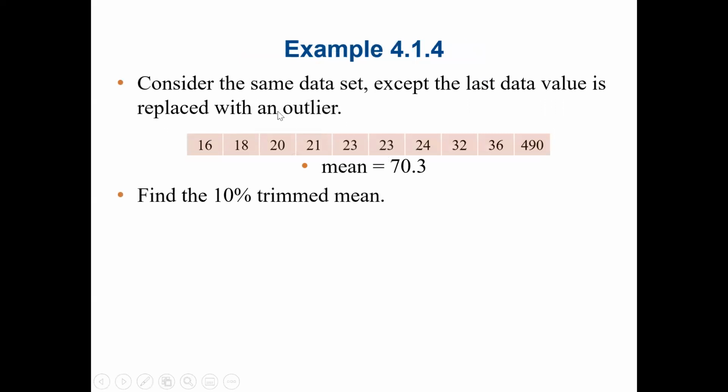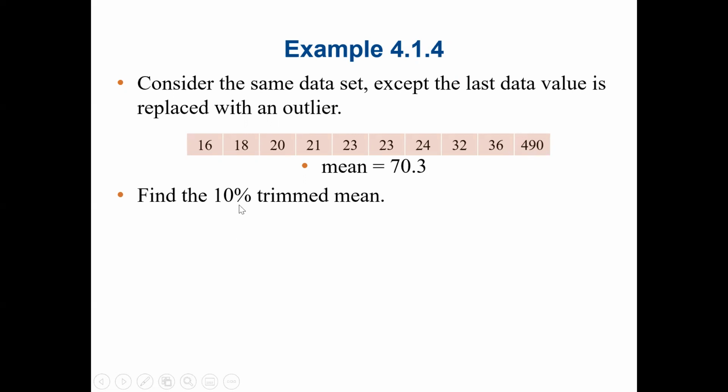Now let's consider the same data set, except that the last data value is replaced with an outlier. As we said, an outlier is a data value that is very large or very small compared to the rest of the values. So here we can see a big difference, 490 compared to 16 to 36. That's very large. So we can see the mean is 70.3.